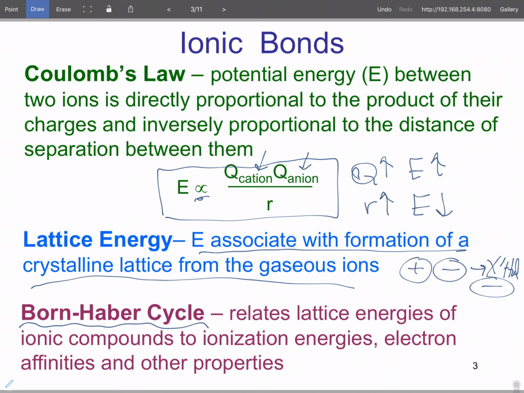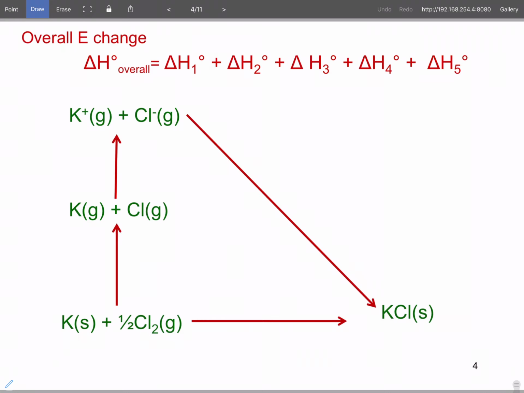Now, the Born-Haber cycle is very much like Hess's law. Hess's law stated that you could get the energy of a reaction by looking at the steps that it took to get to the reaction. Well, the Born-Haber cycle is actually doing the exact same thing. So when we look at it, it says cycle because it's kind of one big round thing. So we're going to start down here, for our overall reaction.